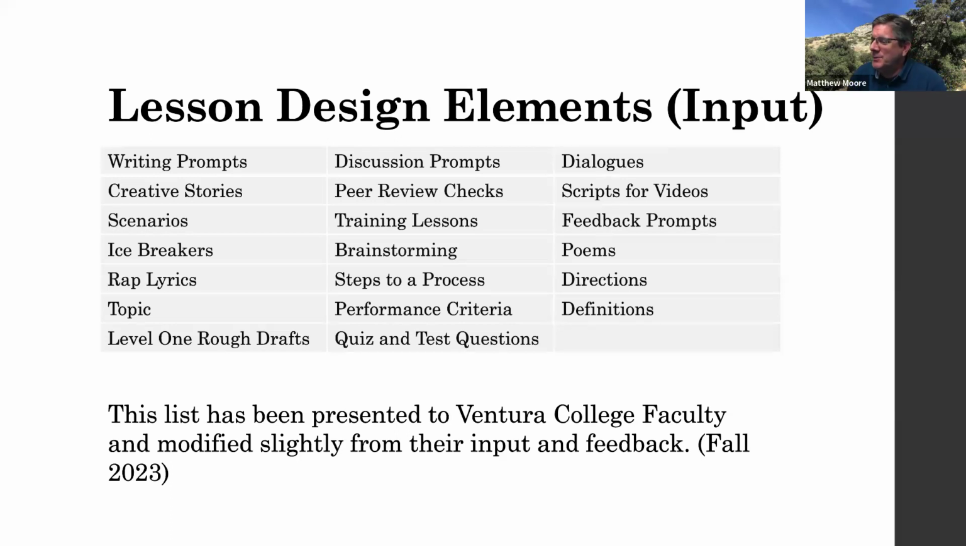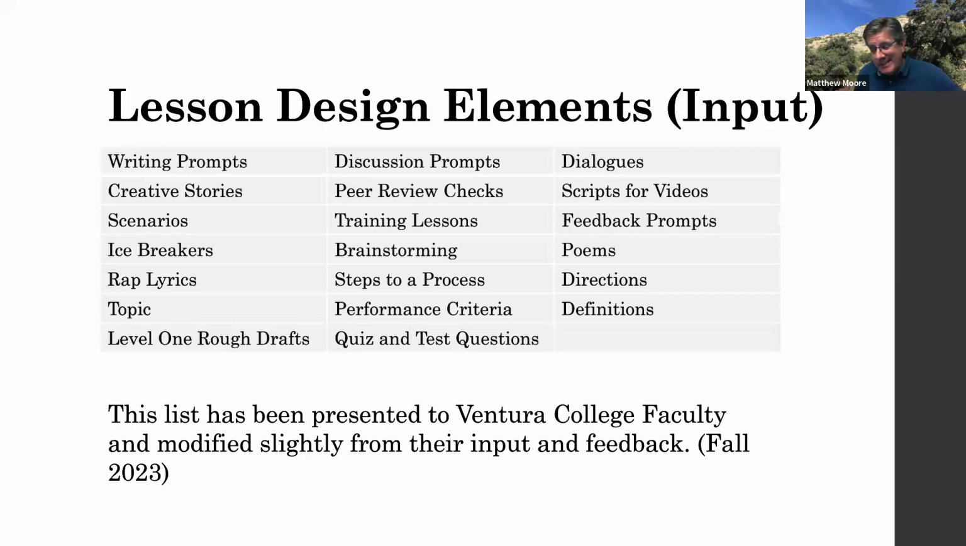It's cool. So, lesson design elements. This is what I was thinking about. This went through conversations and we've had previous discussions about these topics, and some of these were added by other teachers and I can't remember whom, and I apologize for that. We're basically thinking of writing prompts, discussion prompts, dialogues, creative stories, peer review checks, scripts for videos, scenarios, training lessons, things that require instructions, things that you need to tailor so that you can get output from your students. And this has been circulating, percolating.